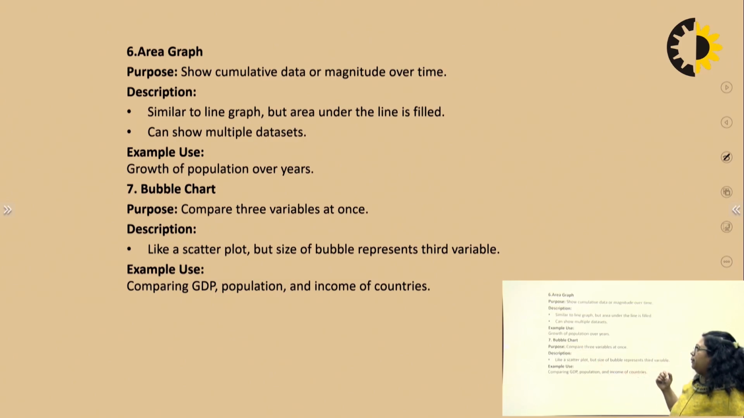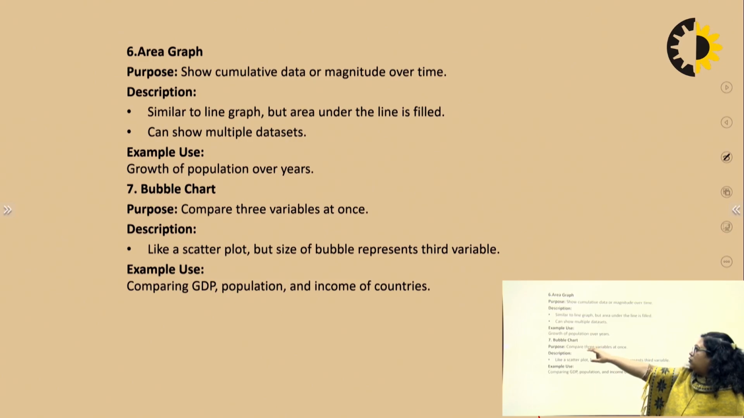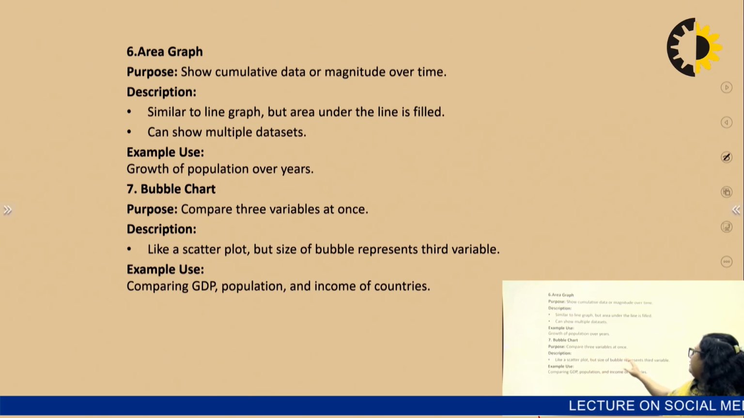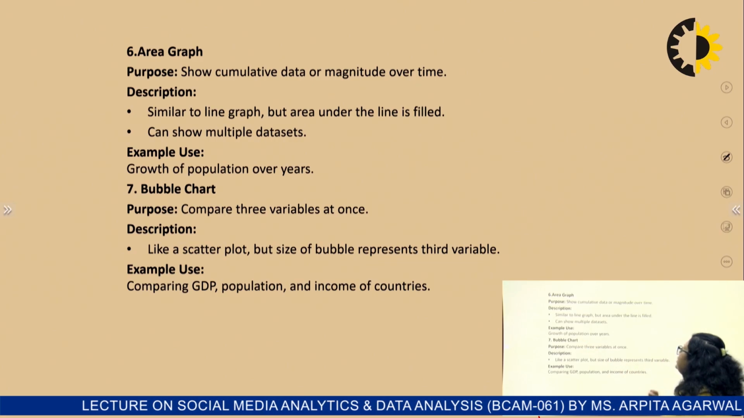So next in the category is bubble chart. What is the purpose of a bubble chart? When we want to compare 3 or more variables, then we use bubble chart. So bubble chart is used for comparison of 3 variables at once. Like scatter plot, bubble size represents a third variable. For example, for comparing GDP, population and income of countries, we use bubble chart.